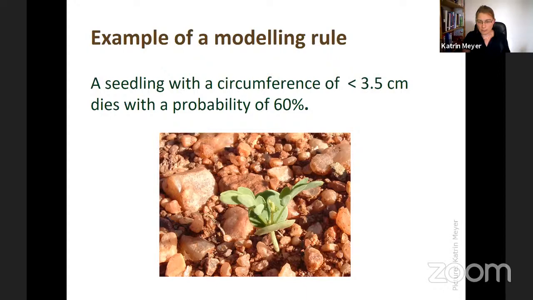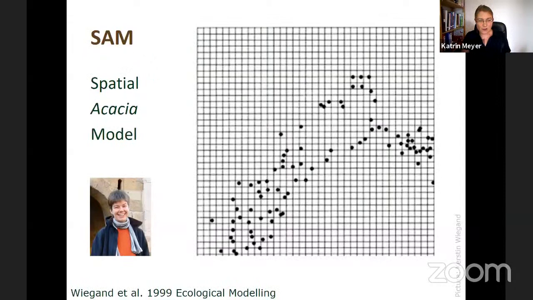So imagine a set of rules, lots of rules, which are then turned into computer code. And this is what Kerstin did already some time ago with her spatial acacia model. Acacia, because that was the name at the time. SAM is the name of this model. And we look here now from the top onto a landscape, and the dots are trees. That's our individual trees. We know the XY coordinates of each tree. We know their position in this grid, and they interact with the landscape characteristics at the cell in this grid where they are.